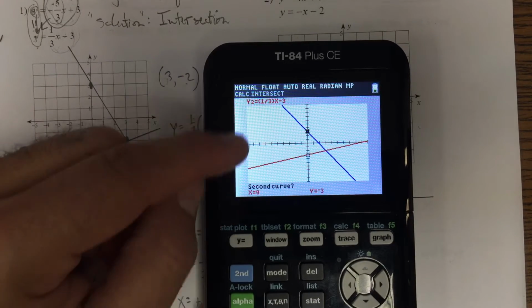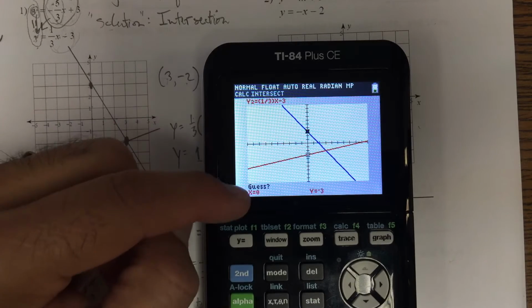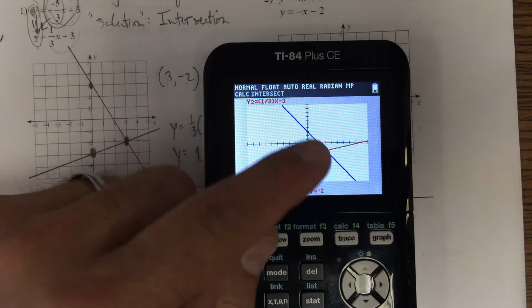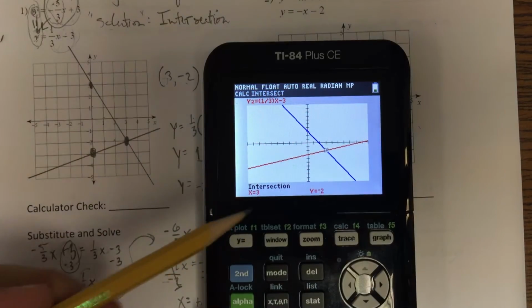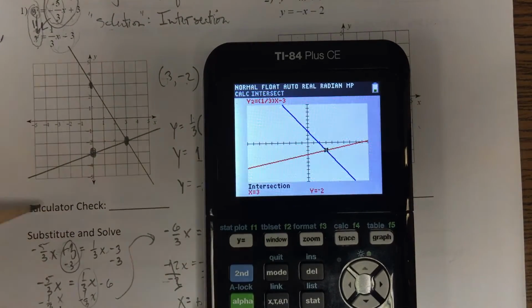Yeah, that's fine. Second curve is the second line. That's fine. And then do we want to guess? No. And then the intersection point's right here, 3, -2. And that's what this blank is for.